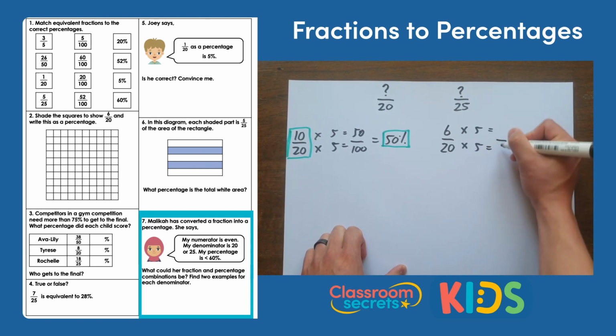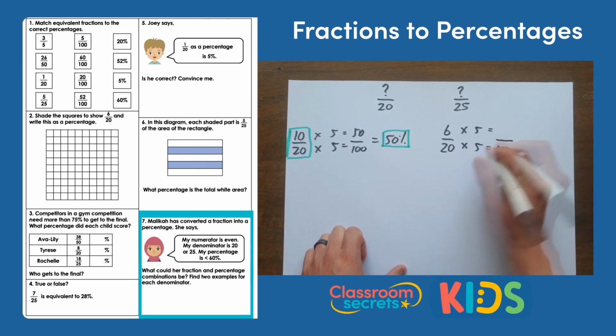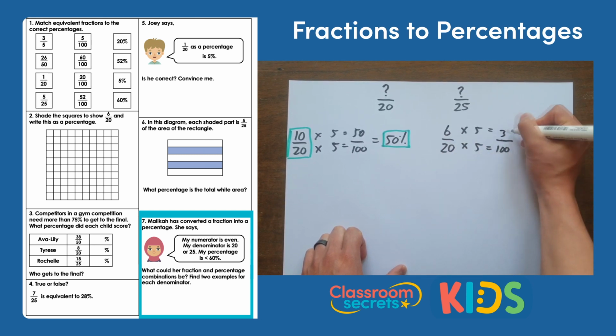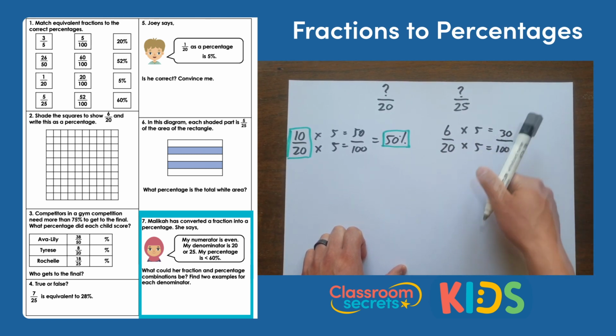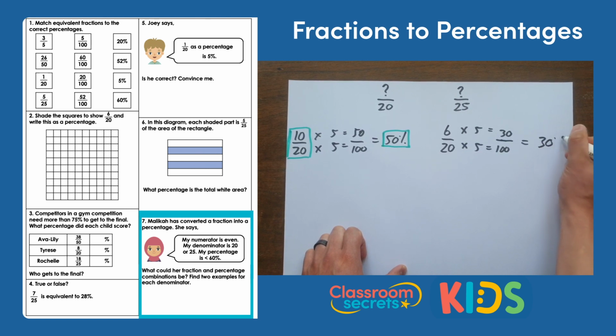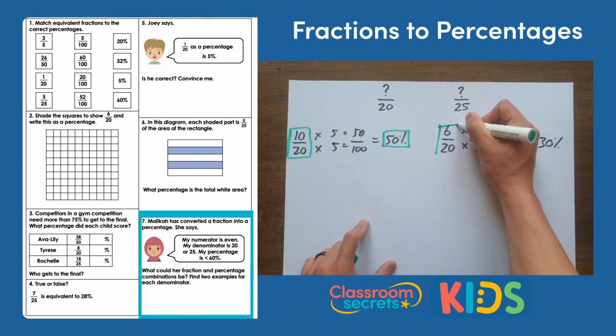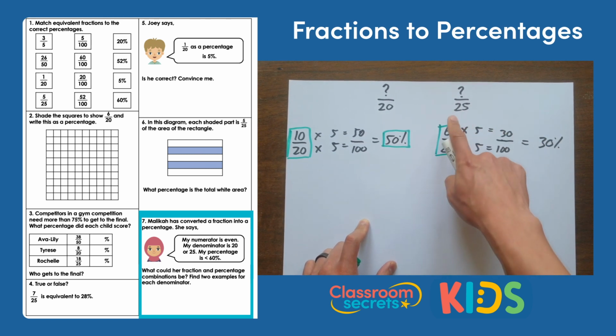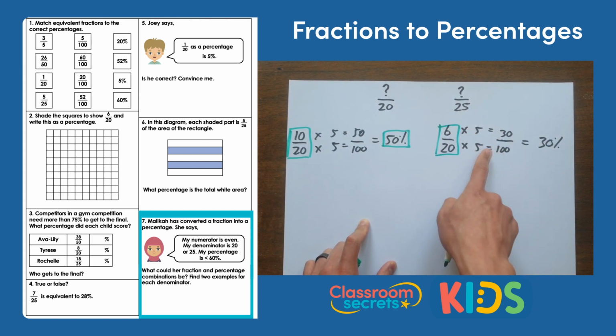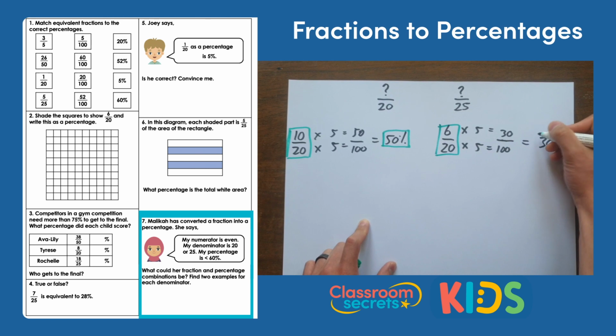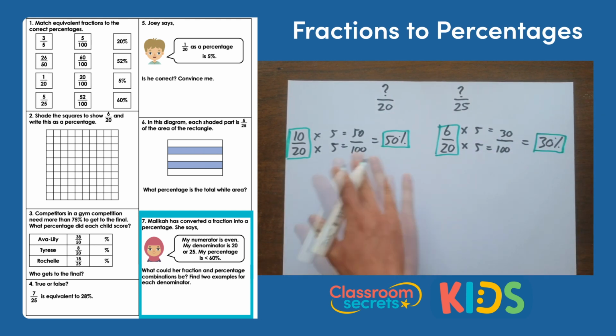So 20 multiplied by 5, that will be 100. And then 6 multiplied by 5, that will be 30. So 30 out of 100, that is 30%. So there's our second combination. We can use 6 over 20. It uses an even number as a numerator. Denominator is still 20. And the percentage, when converted, is still less than 60%. So there are two combinations there for using 20 as a denominator.